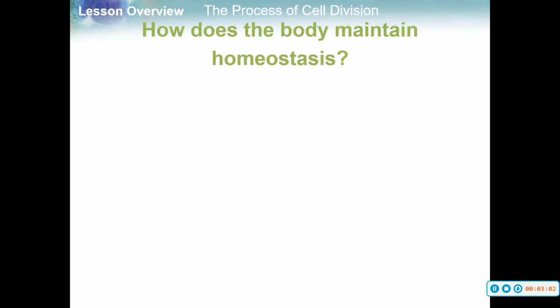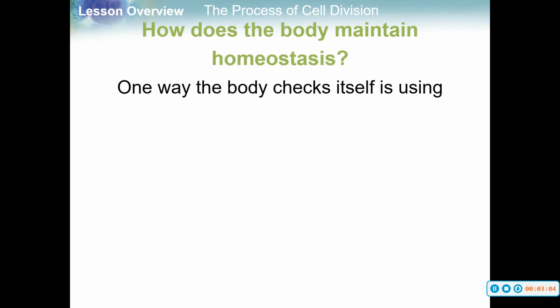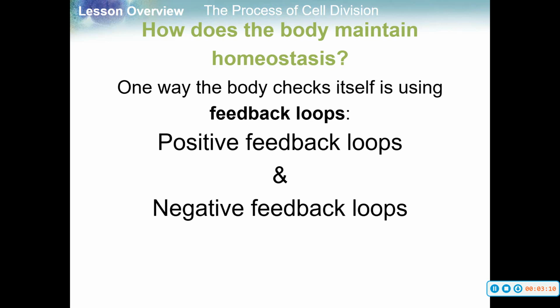Now, how does our body maintain homeostasis? Our body checks itself by using things called feedback loops. And there are 2 different types of feedback loops we're going to take a look at, and by the end of this video, you should be able to tell the difference between the 2. We have positive and negative feedback loops.